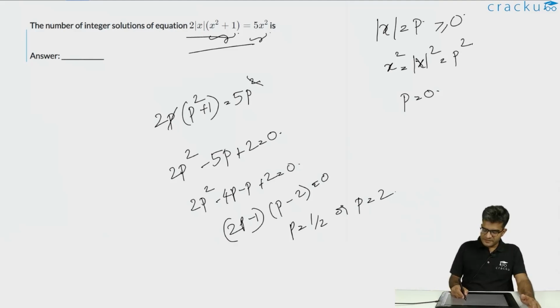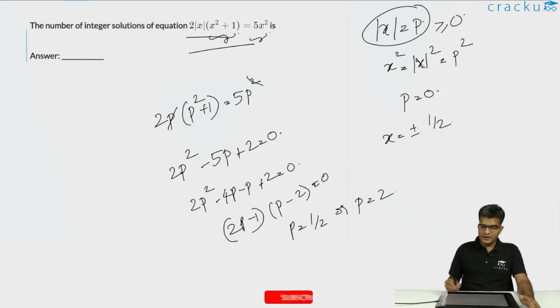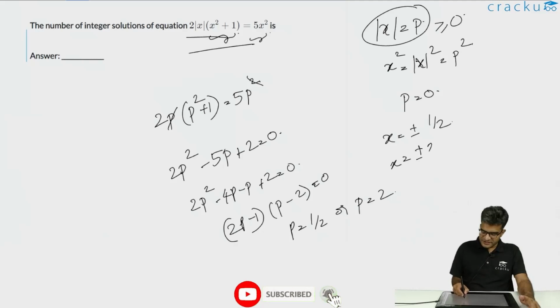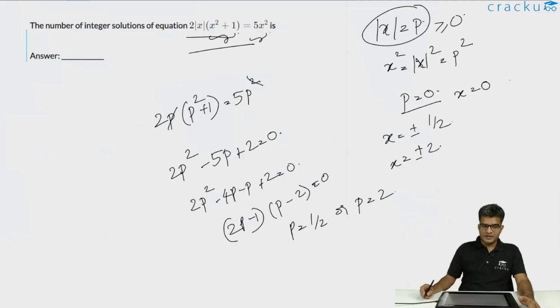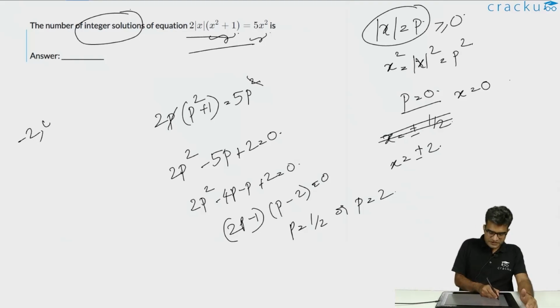But what is p? p is equal to modulus of x. So the value of x is either equal to plus or minus 1 by 2, or the value of x is equal to plus or minus 2, or if p is equal to 0, the value of x is equal to 0. We are only looking for integer solutions, so we don't need to consider the case where x is plus or minus 1 by 2. So the value of x is either minus 2 or 0 or 2.